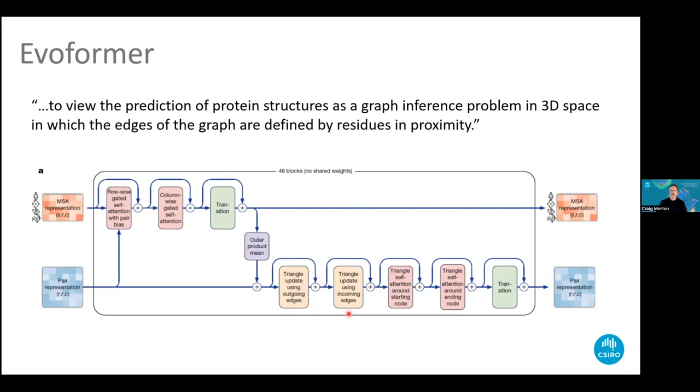What they say in the paper is it's to view the prediction of protein structures as a graph inference problem in 3D space in which the edges of the graph are defined by residues and proximity. So basically, it's turning pairwise representation information that you've generated from either the sequence itself or from templates and the sequence analysis into information about how close residues are in three-dimensional space.